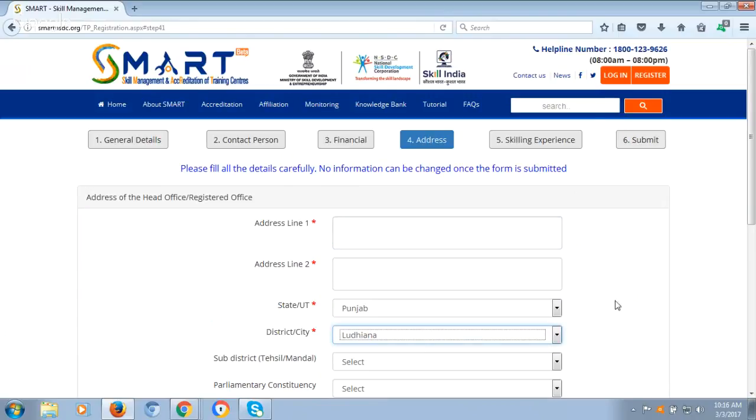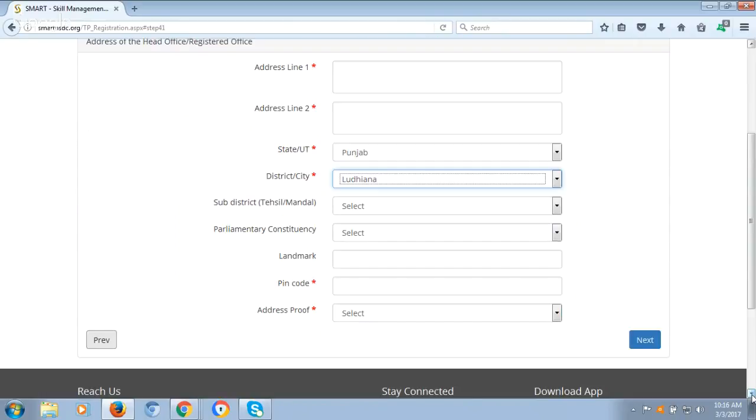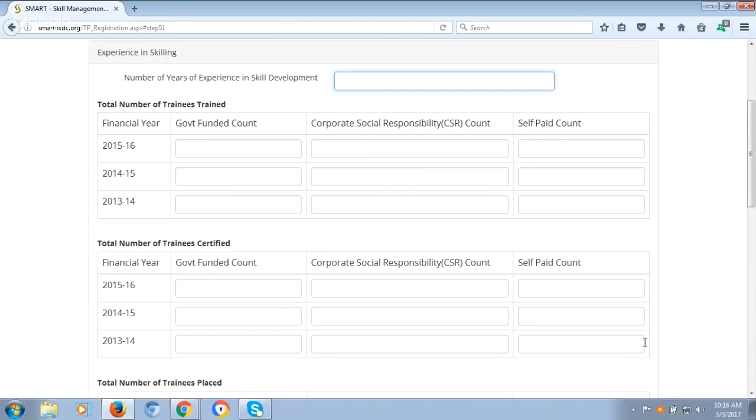So it is selected, sub tehsil, so keep on going. Pin code, as an example, I am just giving you the information. Again, experience in skilling. What type of experience in the previous years do you have on the trainings?